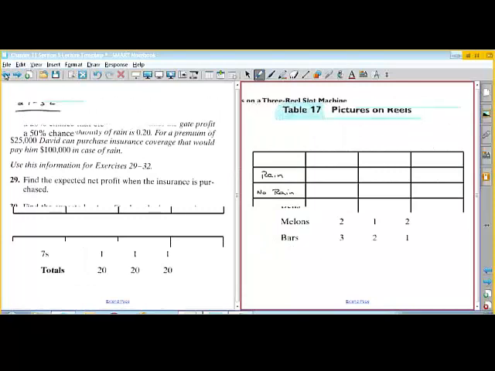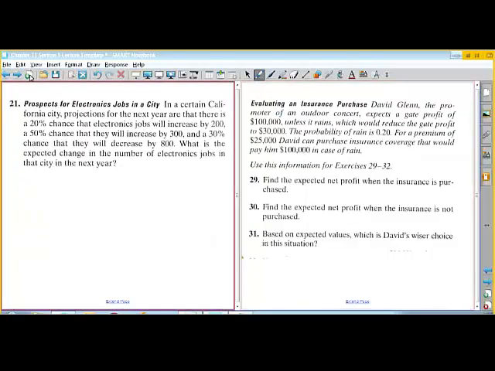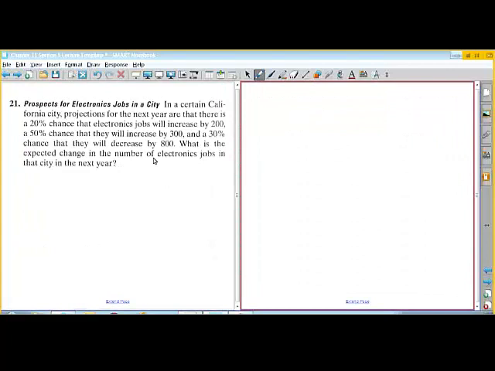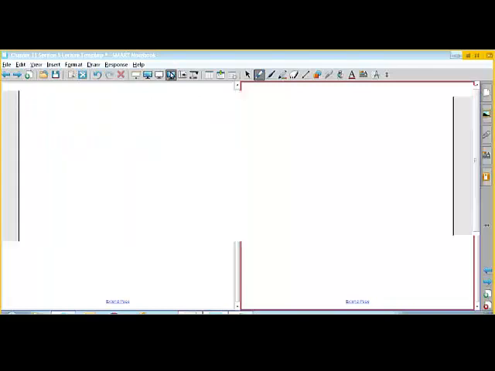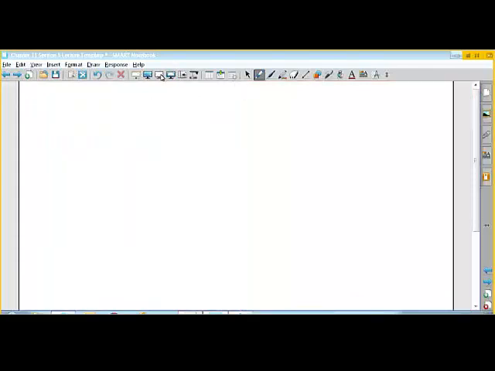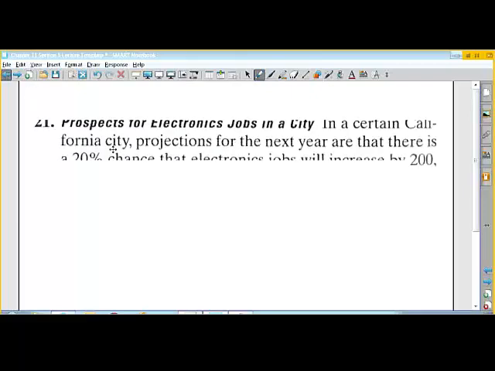Okay, let's see what we got here. Okay, so here's another one. In a certain California city, projections for the next year are that there's a 20% chance that electronics jobs will increase by 200, a 50% chance that they will increase by 300, and a 30% chance they will decrease by 800. What is the expected change in the number of electronics jobs in that city in the next year? So I'm going to let you see if you can figure that one out based on what we've done previously.